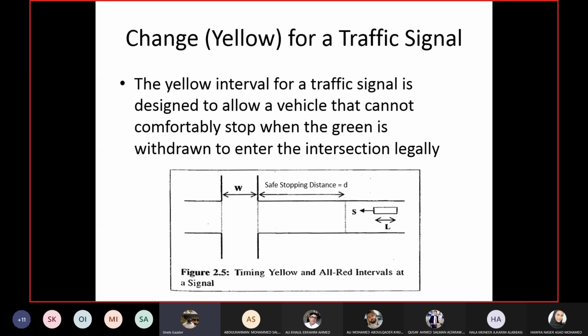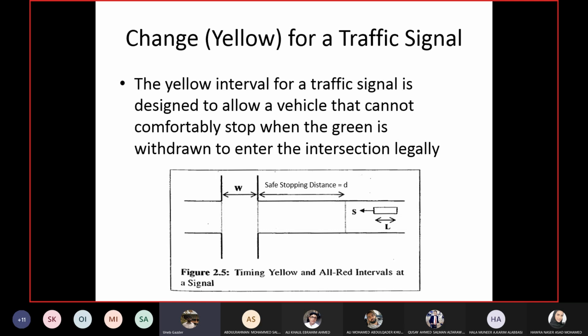Now, we haven't started signal design yet, and we will not do it till we complete the other chapters, but we have a part of the signal design which is related to side distance. So since we have covered side distance, let us cover that part as well, and we will recall this one when we come to the signal design topic. We will go through it again. The part of the signal which is designed according to side distance is the yellow interval, which they also call the change interval. Yellow happens between green and red.